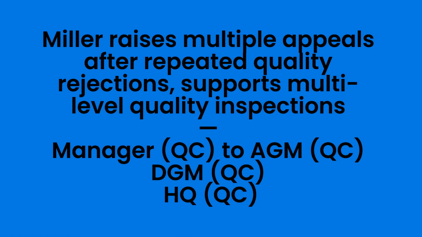This scenario demonstrates how the Miller can raise multiple appeals after repeated quality rejections, and how the system supports multi-level quality inspections, from Manager QC to AGM QC, DGM QC, and HQ QC, before reaching a final decision.